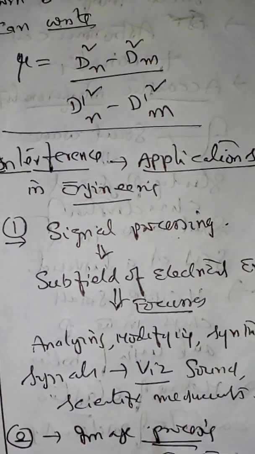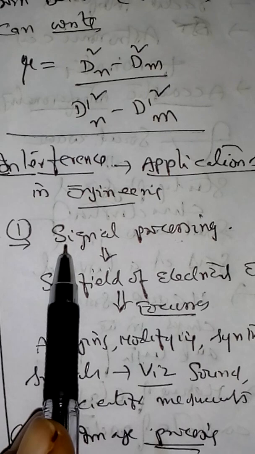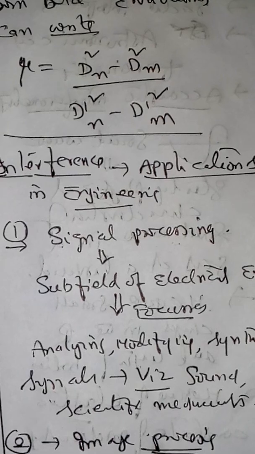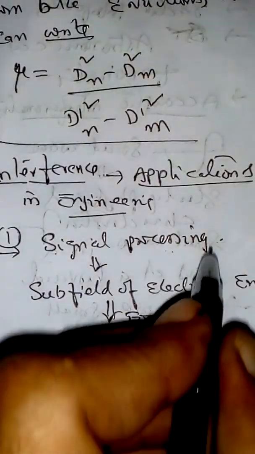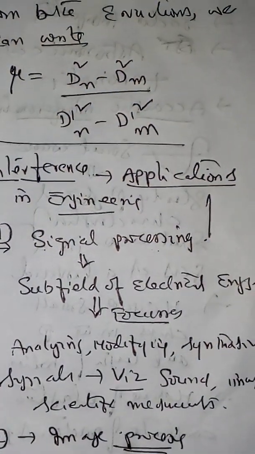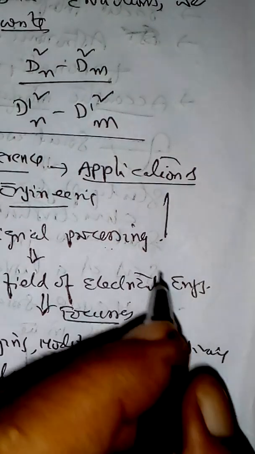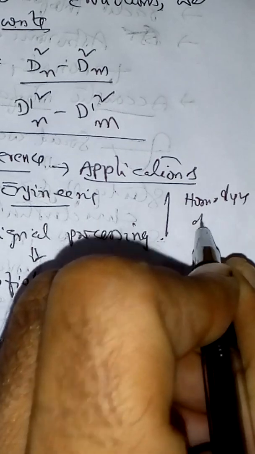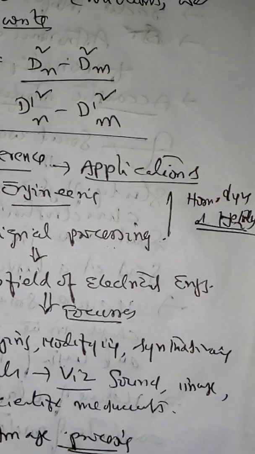While looking at applications of interference, we have seen something called signal processing. Now when we use the word signal processing, we get a term, something called homodyne or heterodyne. Let me brief you on what basically it is. For example, homodyne is a term you get in signal processing.